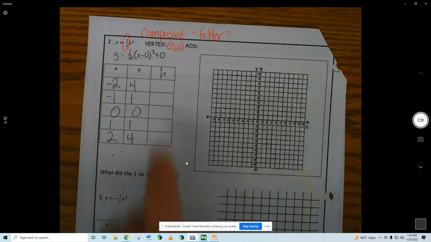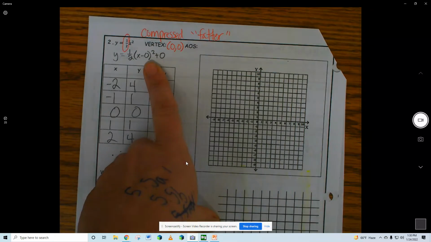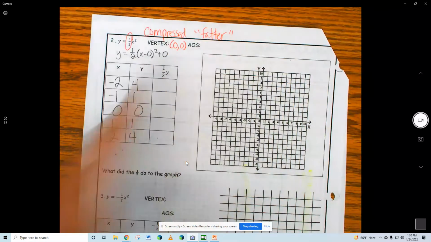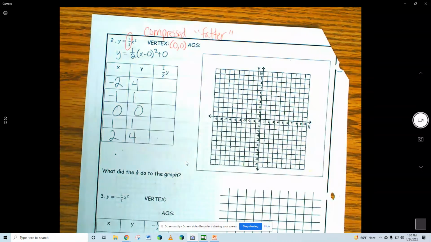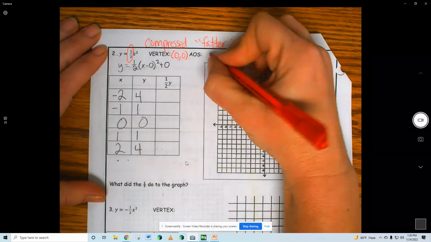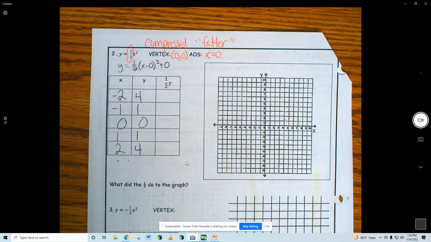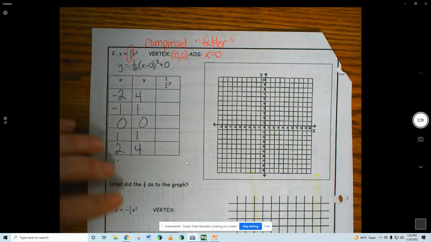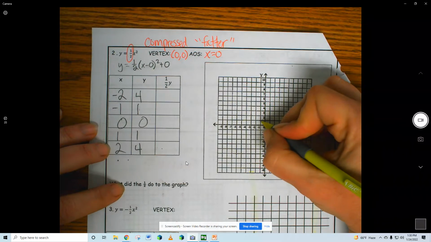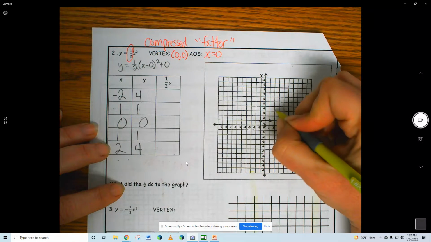But at least you know that if I had to full on make it long and detailed, this is where the 0, 0 vertex comes from. My axis of symmetry is still x equals 0. So I'm going to graph the parent function: 0, 0. Over 1 up 1. Over 2 up 4.